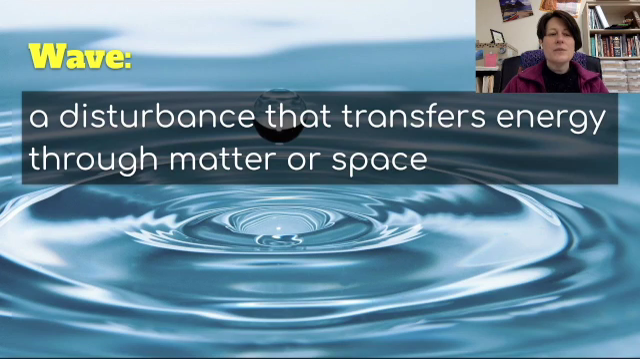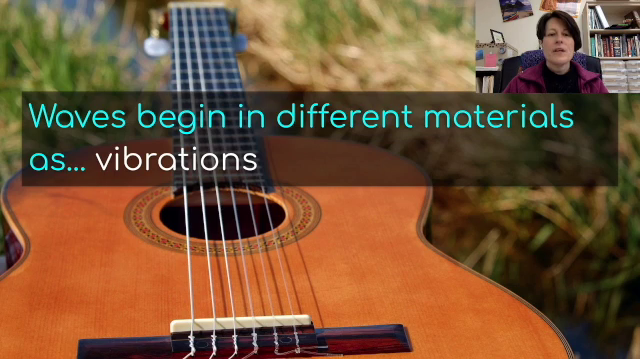So to get started, what is a wave? A wave is a disturbance that transfers energy through matter or space. And if we look at this, a drop has produced some waves in matter, and that matter is the water. Now, waves begin in different materials as vibrations. And here, if we were to start a sound wave, we could vibrate one of the strings on this guitar, and you would be able to see those vibrations. They would then make waves in the air that would travel to our ears.